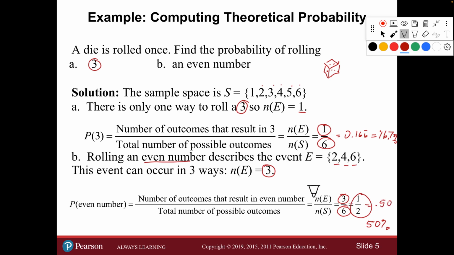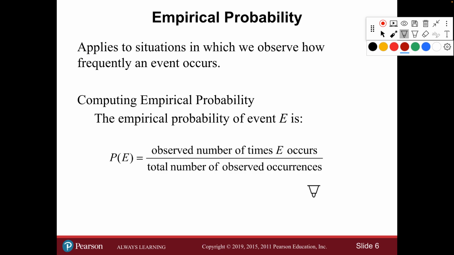Okay, so look for that. It's basic probability. This is really the same thing. Empirical probability, we might think of this as observed probability. And we could put it in with sports.